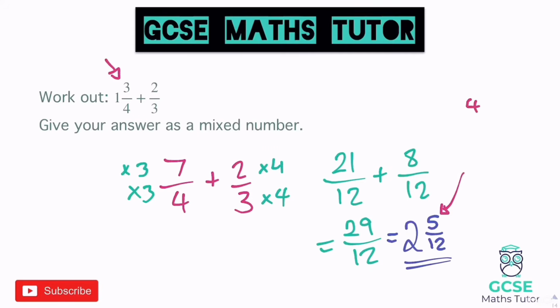Because if it was 4/12 we could divide the top and bottom by 4, and that would end up being 1/3. So just have a look in that situation. Does it simplify? This one obviously doesn't. It's 2 5/12.